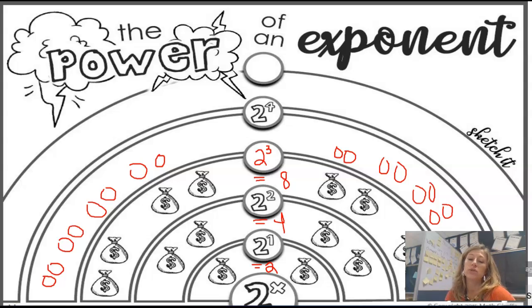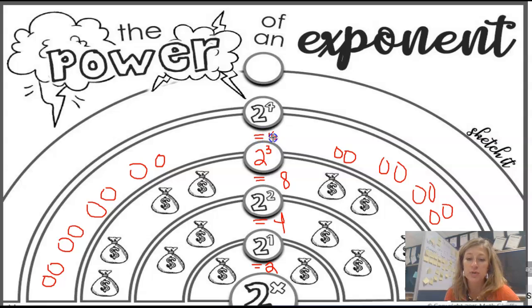But let's count. If you noticed, you should have 16 dollar bags there because this is a pattern that keeps growing. 2, 4, 8. It's doubling every single time. So 2 times 2 is 4. 4 times 2 is 8. 8 times 2 is, indeed, 16.